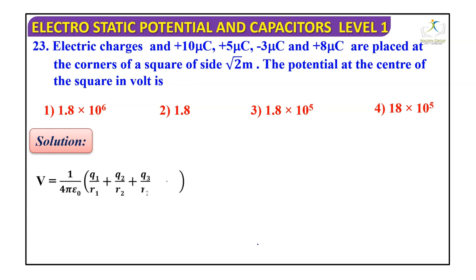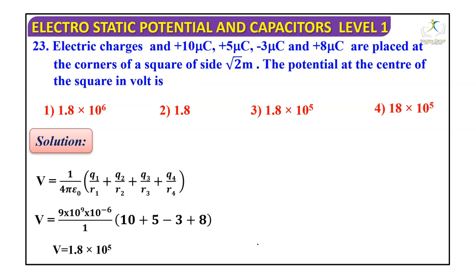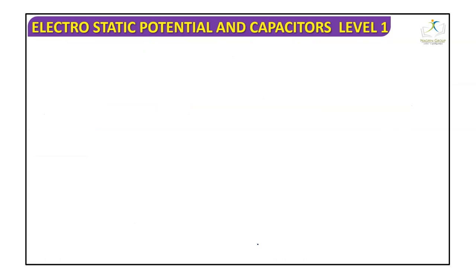So we have the formula V is equal to 1 by 4 pi epsilon naught times Q1 by R1 plus Q2 by R2 plus Q3 by R3 plus Q4 by R4. We just put all these values over there and get the result. According to this, the correct option is option 3.